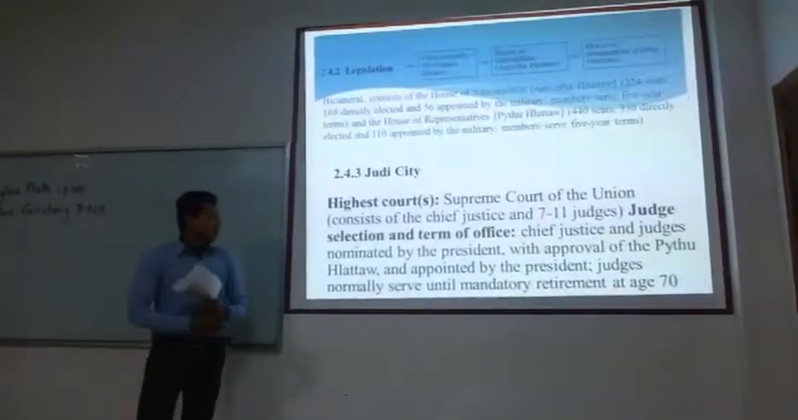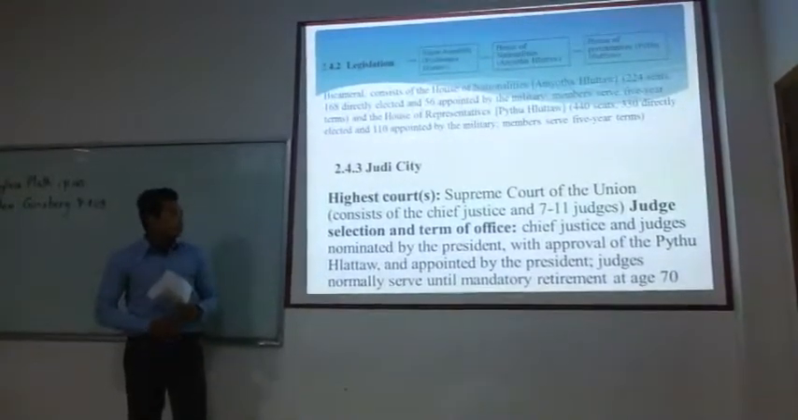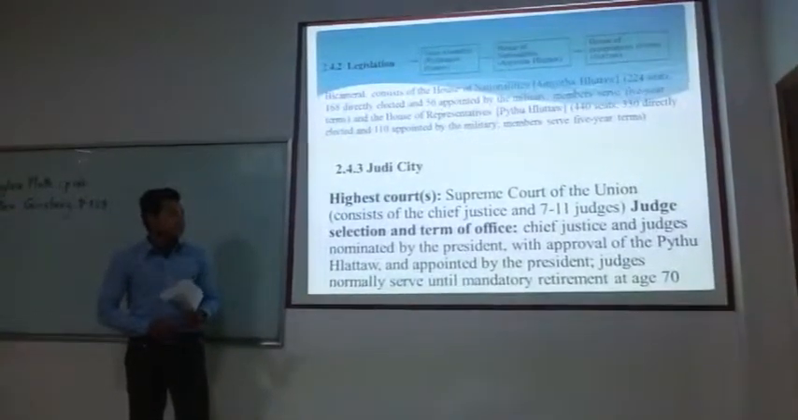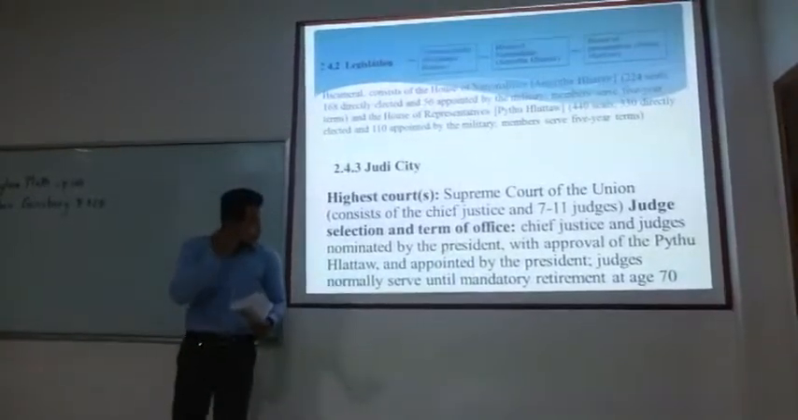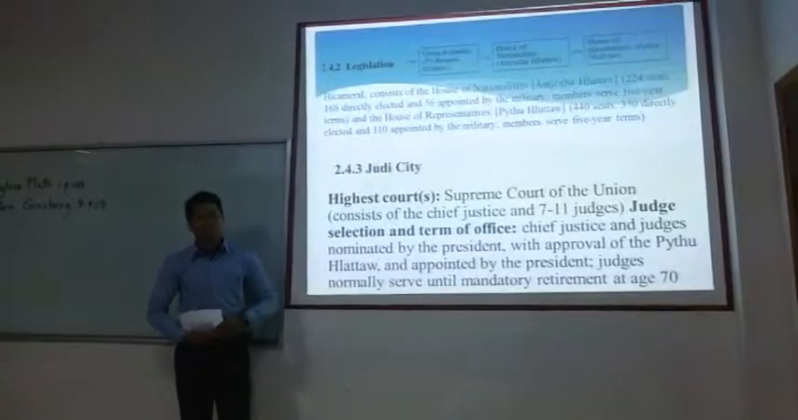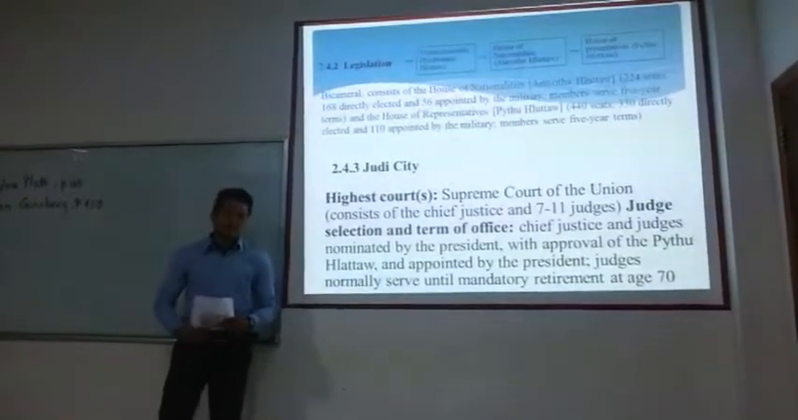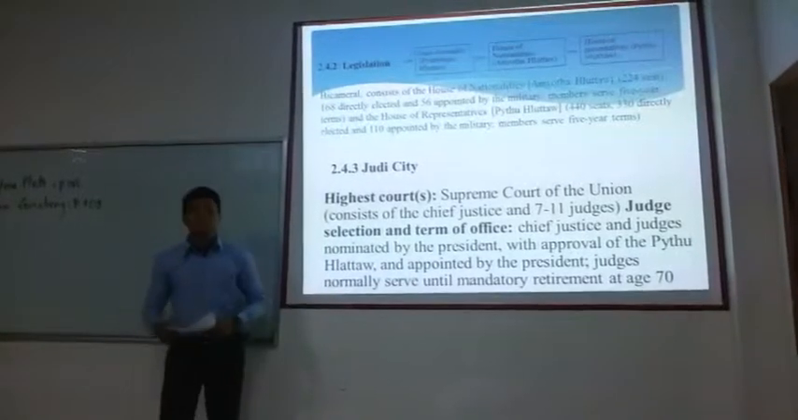And in this sector as well, the system for the judiciary, the members in these sectors will retire. The retirement will be at up to 70 years old. So when they are 70 years old, they have to retire, and then they will be replaced by other people.